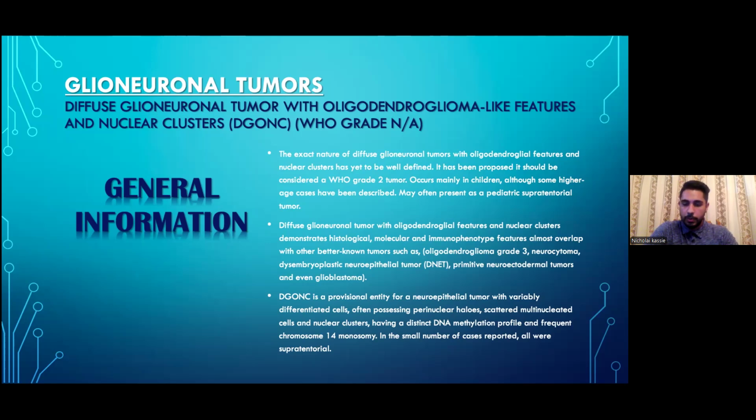The DGONC is a provisional entity for a neuroepithelial tumor with variably differentiated cells, often possessing perinuclear halos, scattered multinucleated cells, and nuclear clusters, having a distinct DNA methylation profile and frequent chromosome 14 monosomy. In the small number of cases reported, all were supratentorial.